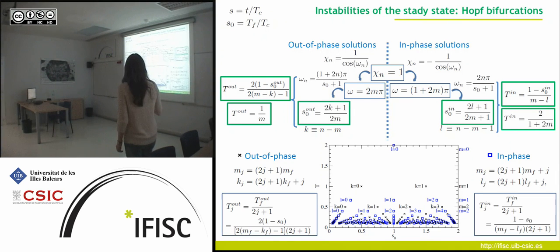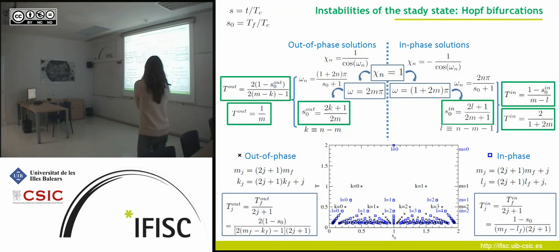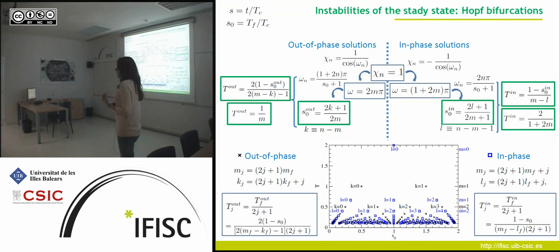Then we introduce a new number, G, that accounts for the order of the harmonic, and we relate the indices M and L to the order of the harmonic and to the index of the fundamental solutions. If we do this, we obtain that the period of the harmonics is always an odd multiple of the fundamental period. And this is also satisfied for the out-of-phase solution, of course. But the expressions in terms of S0 are different because, as we have said, the values of S0 are different for in- or out-of-phase solutions.